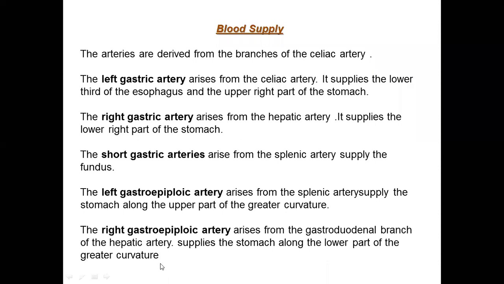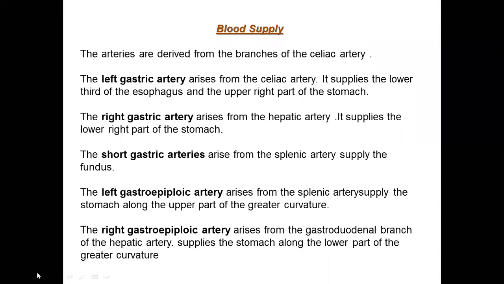If at the moment you don't remember which artery arises from the hepatic artery or the celiac trunk, because we haven't done the arterial supply till now, it is sufficient if you can remember which part of the stomach is supplied by which artery. Once in the exam they asked a very important question: which artery supplies the fundus of the stomach? The correct answer was the short gastric arteries.